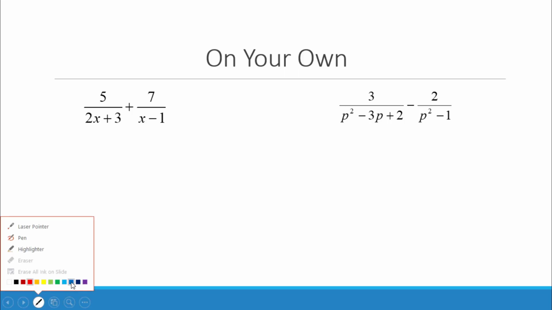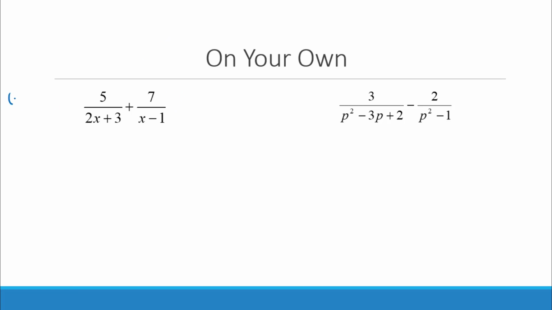All right, so let's see how this went. So in the first one, you can't factor your denominators, but you can write them as your LCD. So your first denominator is 2x plus 3, and your second is x minus 1. So that would be your new common denominator, 2x plus 3 times x minus 1.